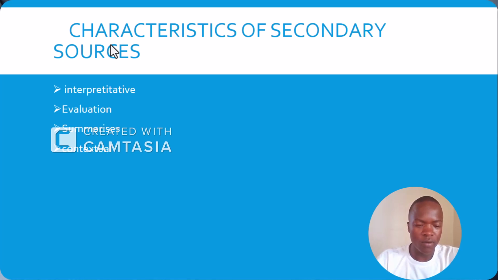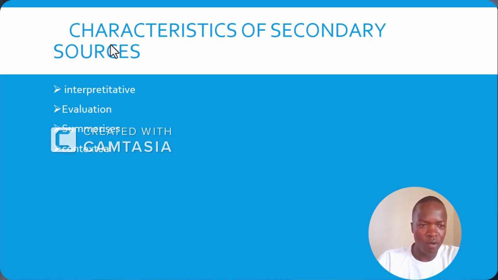Two, we talk of evaluation, which offers opinions or assessments based on the evidence. It breaks down and brings in the exact way the thing happened. Then we talk of summarizes, which connects various primary sources. It gathers information from different sources and enables you to make a stronger conclusion or a stronger solution to your research.